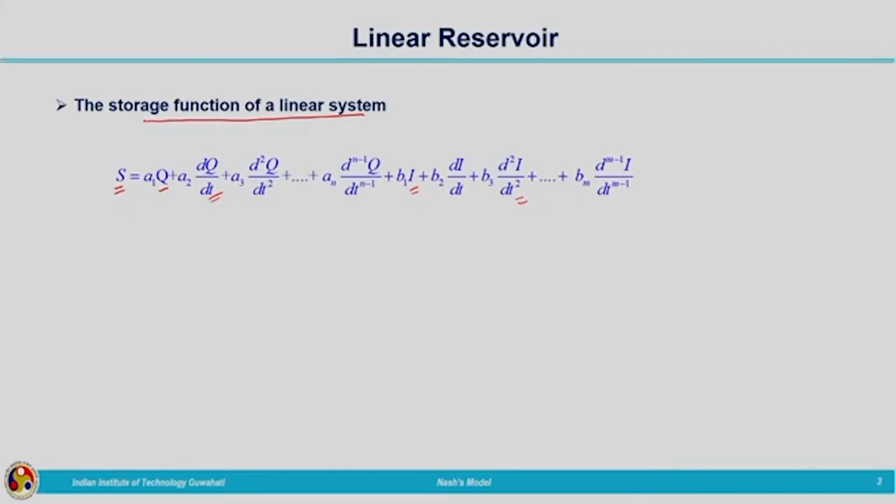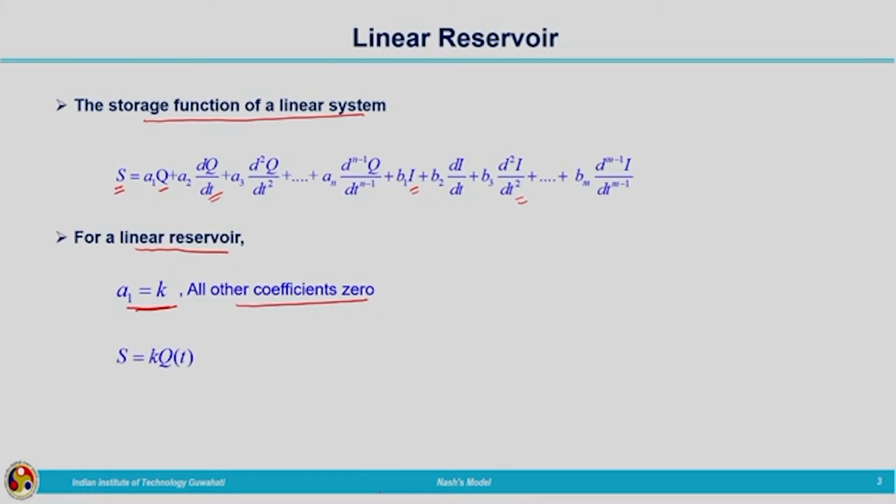In that way, we can assume a concept termed as linear reservoir. For a linear reservoir, the coefficient A1 is taken as K. That is, here we have S is equal to A1 Q plus A2 dQ by dt, and other terms. So, in the storage function we are going to assume A1 is equal to K. All other coefficients are assumed to be 0. So, we can write our storage function S is equal to K Q of t. S is the storage function, K is the storage coefficient and Q of t is the outflow.